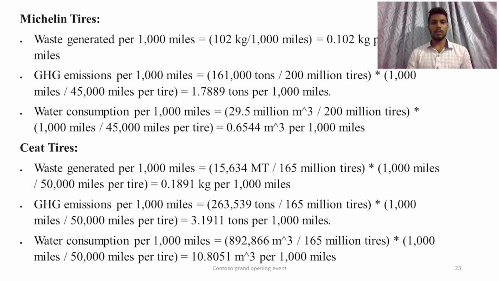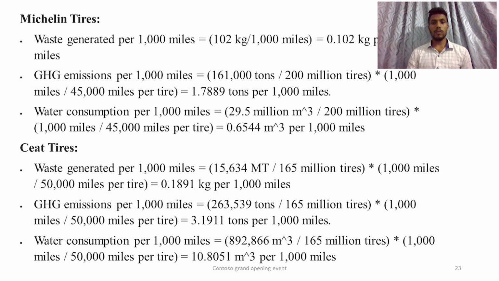Per functional unit, Michelin tires produce 0.102 kg of waste, 1.7889 tons of GHG emissions, and consume 0.6544 cubic meters of water. Seat tires generate more waste at 0.1891 kg, have higher GHG emissions at 3.1911 tons, and consume a significant 10.8051 cubic meters of water.